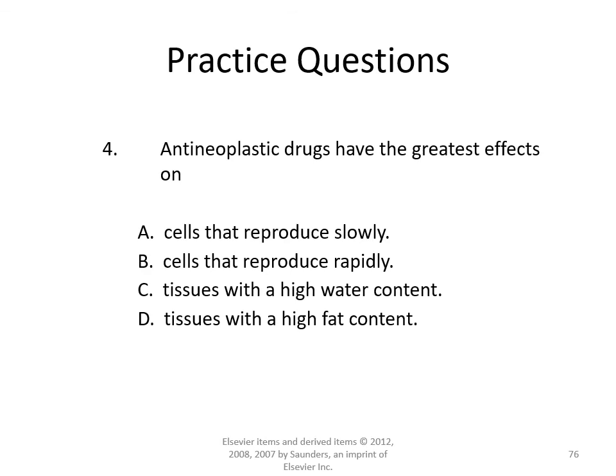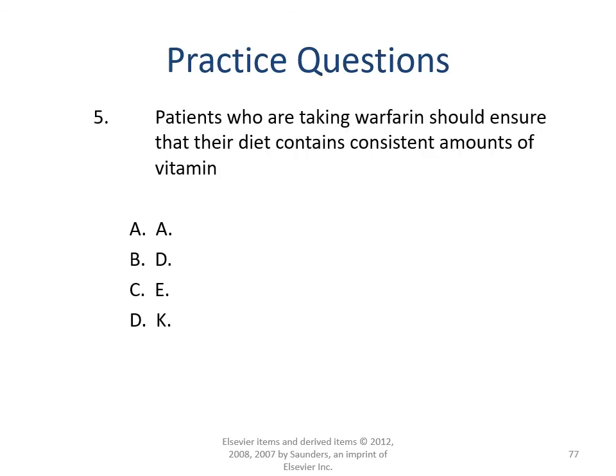Number 4: anti-neoplastic drugs have the greatest effects on, and this is answer choice B, cells that reproduce rapidly. And number 5: patients who are taking warfarin should ensure that their diet contains consistent amounts of vitamin. And this is answer choice D, vitamin K.